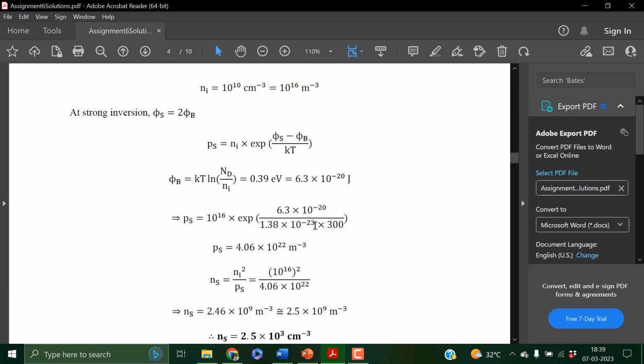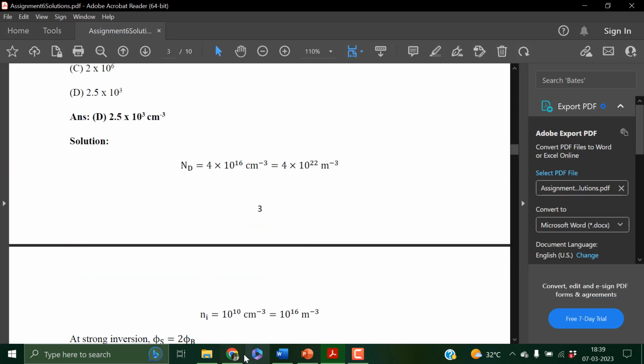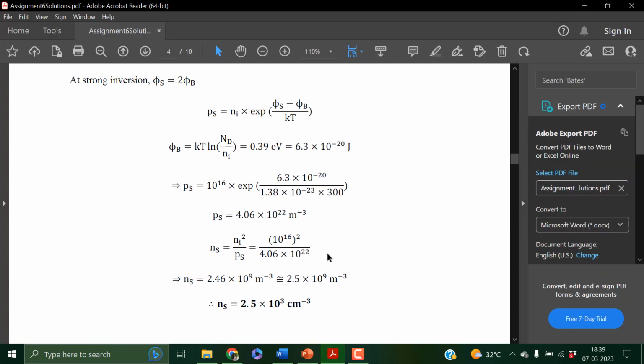Is the doubt cleared now? Yes, ma'am. But we have a direct formula for Ns. Ns is equal to Ni exponential (phi s minus phi b) by kT. Sorry, can you repeat the equation once more? Ns is equal to Ni exponential (phi s minus phi b) by kT. That is PS, right? No, ma'am. That is Ns actually. PS they have given Ni square by Ns.